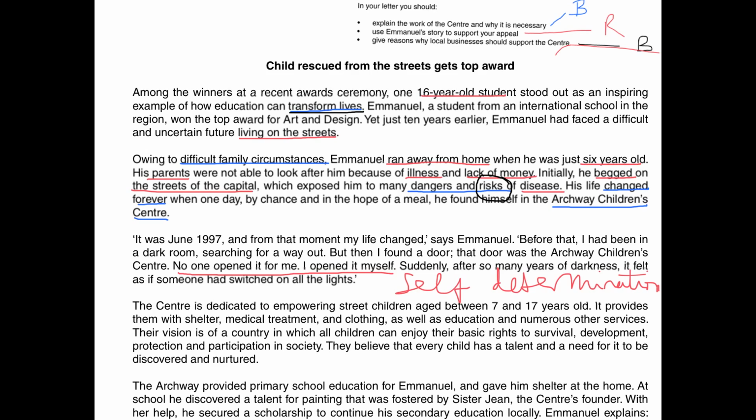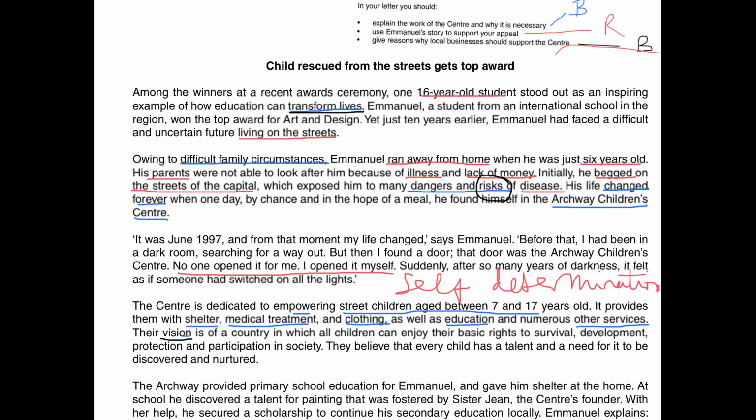And so it empowers street children, and they are aged 7 to 17. It gives them shelter, medical treatment, clothing, education, and other services. Okay. It's got a vision, so I might mention that, but I think that's more about why the businesses should support them, actually, so I'm going to go with black.